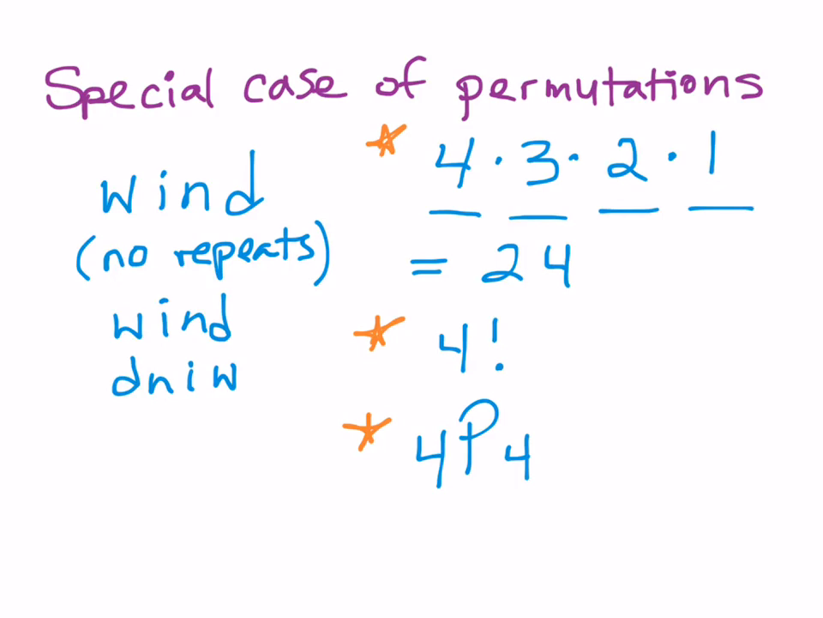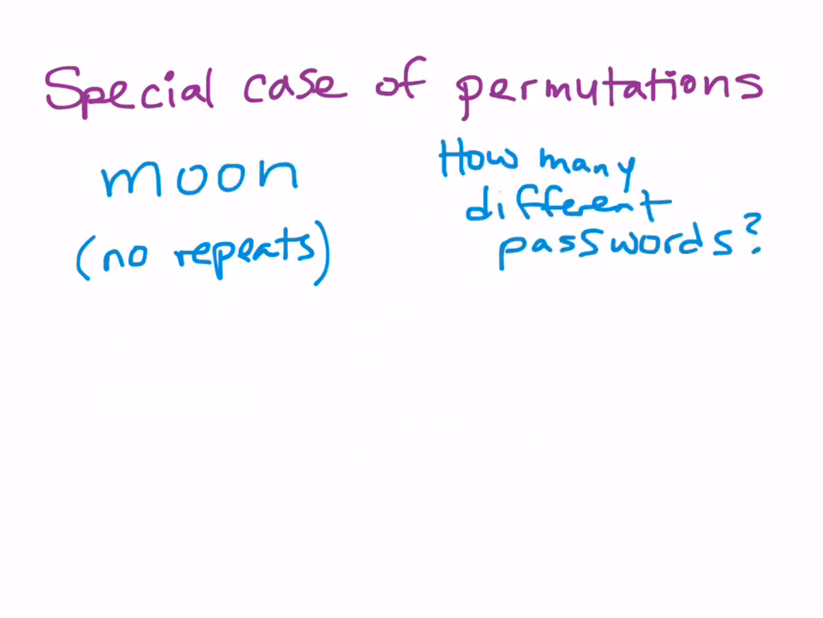Now let's look at a problem that is similar but different in one key respect. Let's say now that we're trying to make 4-letter passwords using the letters in the word moon, and still no repeats allowed. How many different passwords could we make? Initially it almost looks like it would just be the same, right? We have a 4-letter word, M-O-O-N, and we're making a 4-letter password, so we have 4 options for the first letter, 3 for the second, 2 for the third, and 1 for the last. So it looks like there should be 24 different passwords.